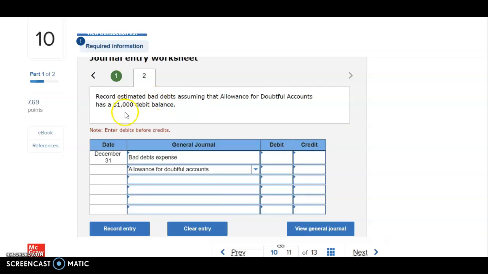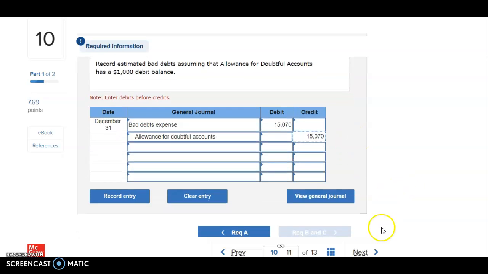For our second question, again, we'll be working with that bad debt expense and the doubtful account allowance. And this time we're starting with a debit. So since this is a credit account, we're going to be subtracting that $1,000 debit amount. So we're going to need to increase that required adjustment to $15,070, so that when we subtract that $1,000, we're hitting that adjusted amount of $14,070.